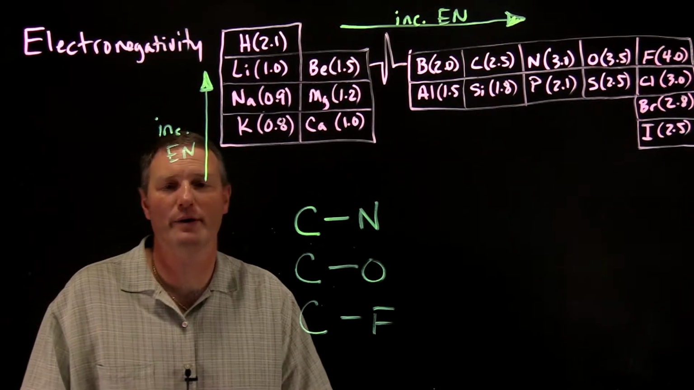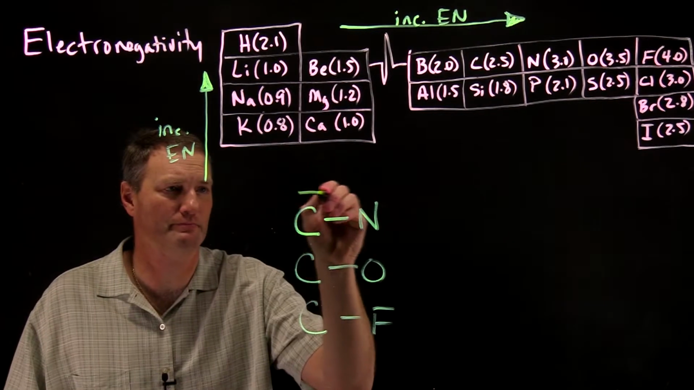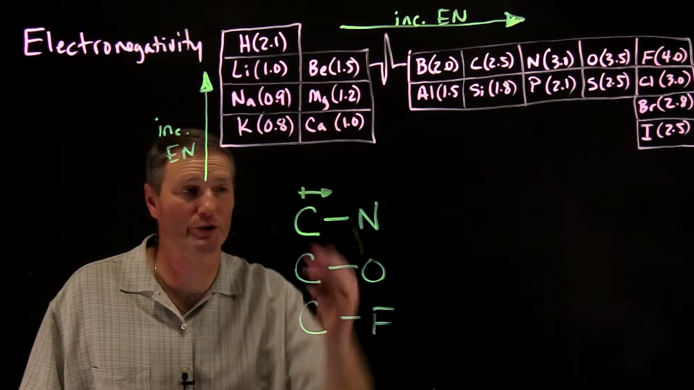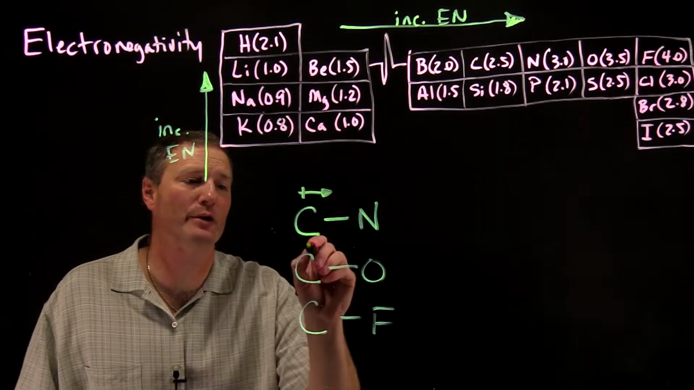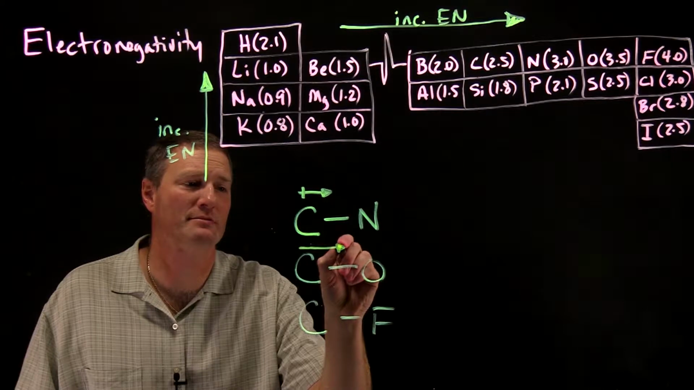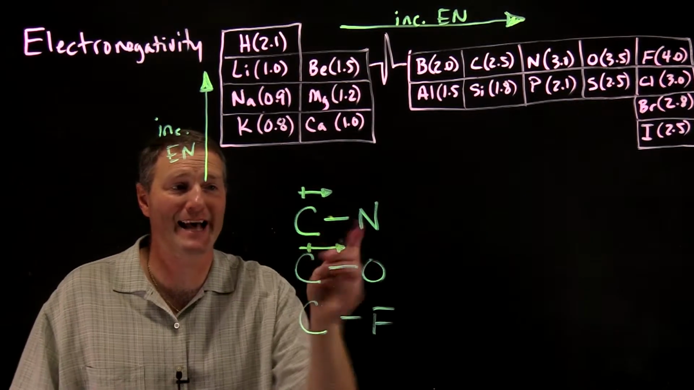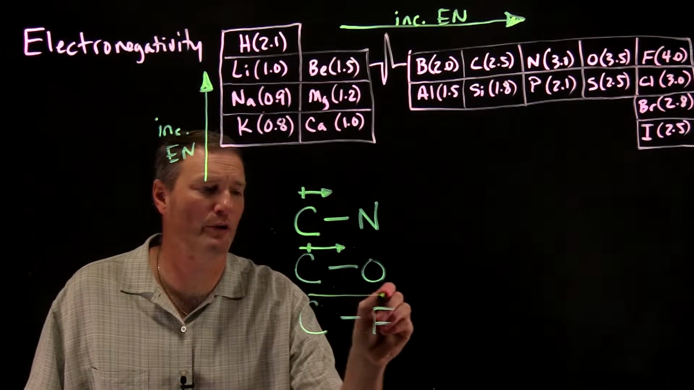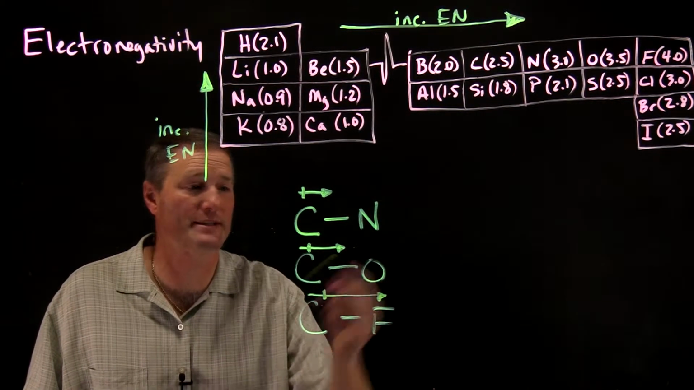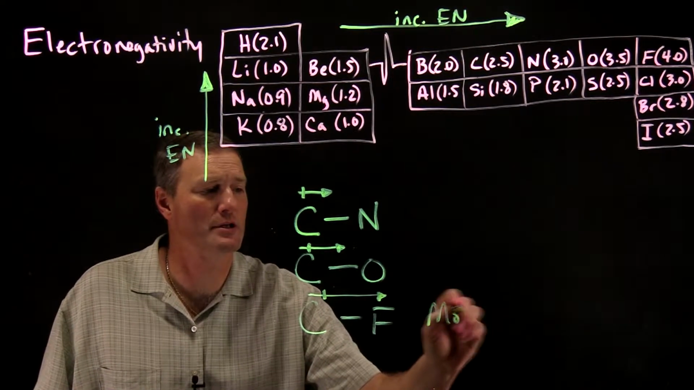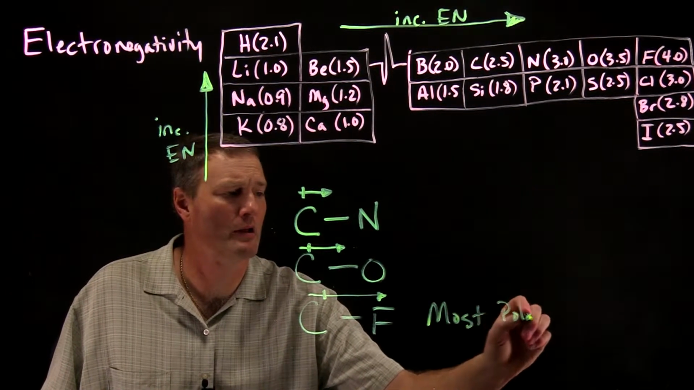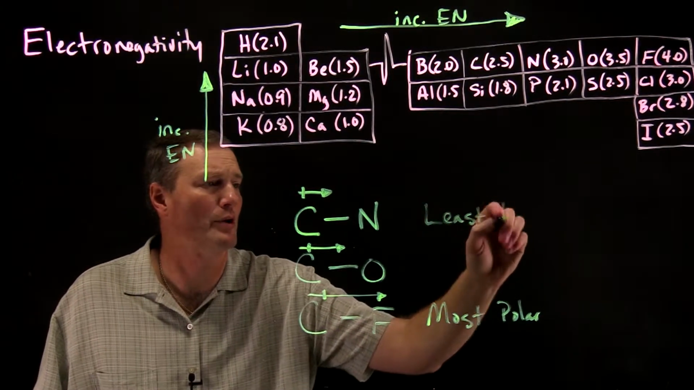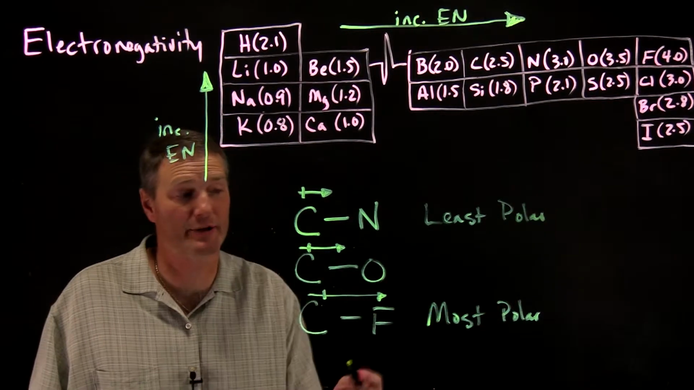If we were to draw polarity arrows, and you typically draw them in the direction the electrons are being pulled, towards the negative area, and make them look like vectors with the direction and length of the vector indicating the strength of the polar bond, the carbon-fluorine bond would be the most polar of this series. So this would be the most polar, and this would be the least polar of this particular series.